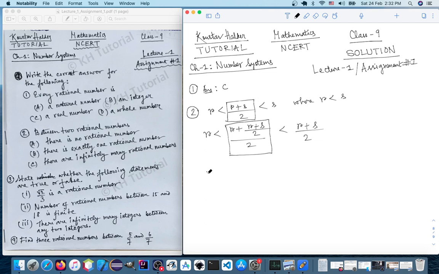Similarly, we can say that there is another rational number between (R plus S) by 2 and S, which is (R plus S) by 2 plus S, by 2, and so on. So there are infinitely many rational numbers between two given rational numbers. So B is false, it is not right, and the correct answer is choice C, which says there are infinitely many rational numbers between two rational numbers.